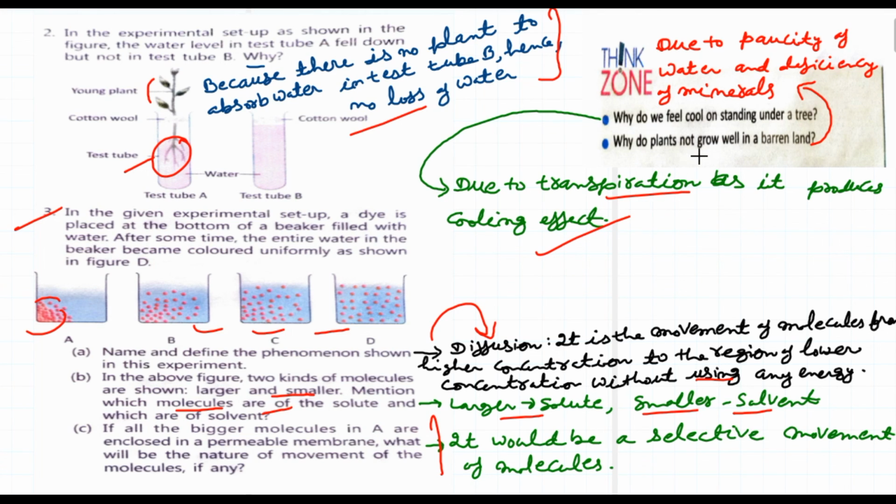Why do plants not grow well in barren land? Barren land is barren, nobody can grow anything there. Due to less water, water is less there, and deficiencies of minerals. So there would be no micro and macronutrients, so plants do not grow well in barren land.